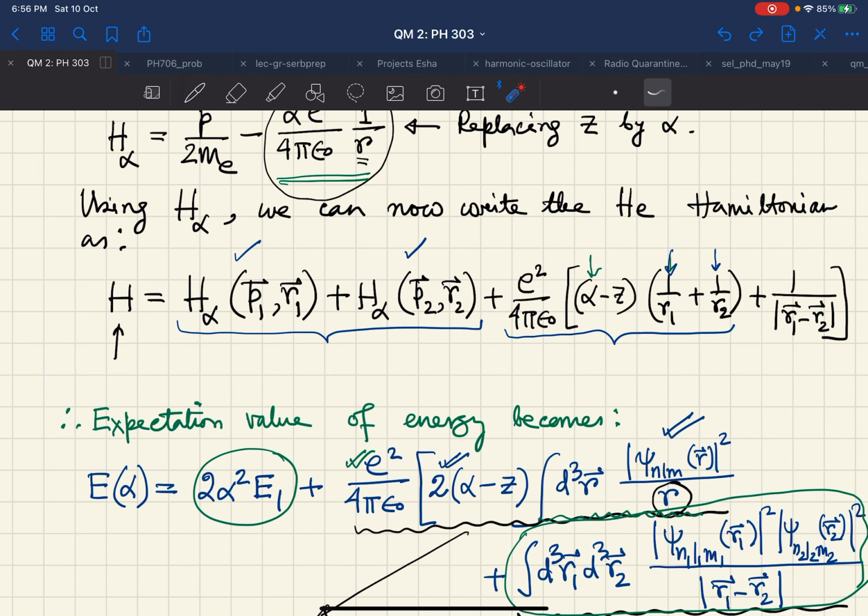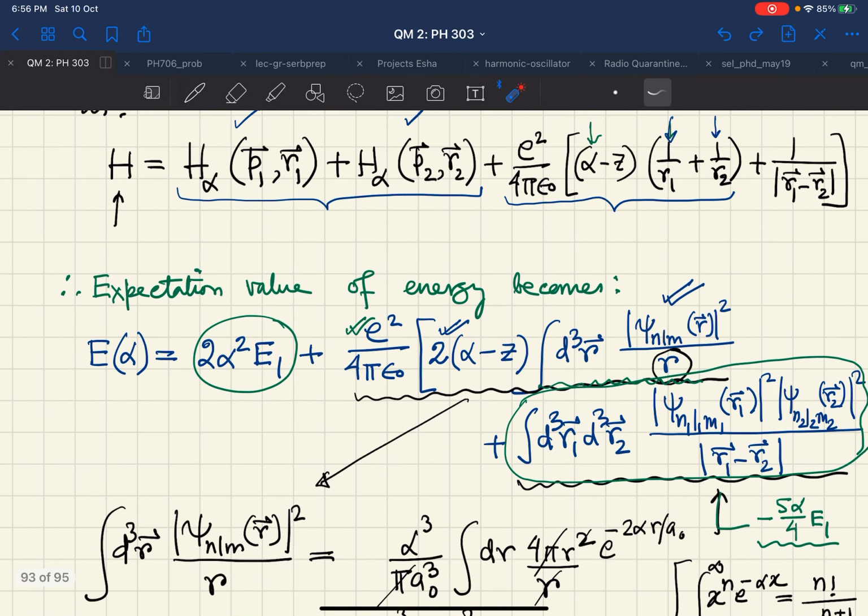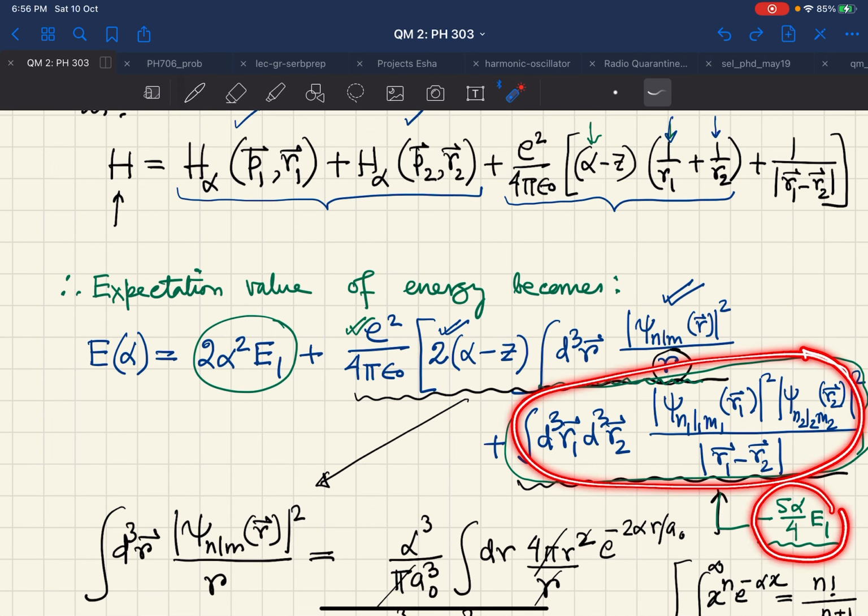And finally, we have the term like e square by 4 pi epsilon naught, then d3r1, d3r2. I have to calculate this expectation value: psi n1 L1 M1 of R1 squared, mod psi n2 L2 M2 of R2 squared, divided by mod R1 minus R2. But this result is already known. We have calculated this, and the result is minus 5 alpha by 4 E1. Remember, we calculated this using z in the trial wave function. If you calculate this with alpha, the only change is that z will be replaced by alpha. Nothing else will change.